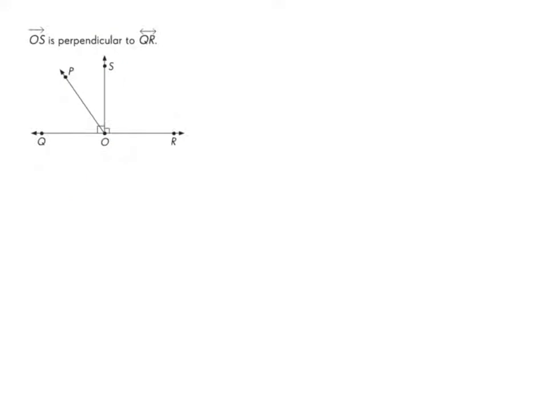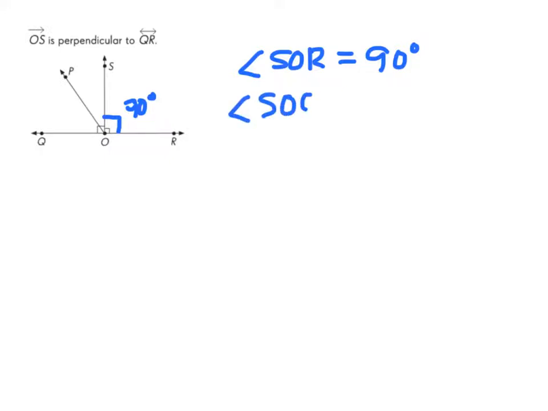We can also use reasoning to show that the sum of the angle measures on a line is 180 degrees. Let's take a look at this picture here. Line OS is perpendicular to line QR. Therefore, we know that the angle here is 90 degrees, correct? So let's record that off to the side here, that angle SOR equals 90 degrees. Well, we know that line QR is a 180 degree angle, therefore SOQ must also equal 90 degrees, because 180 degrees minus 90 degrees equals 90 degrees.